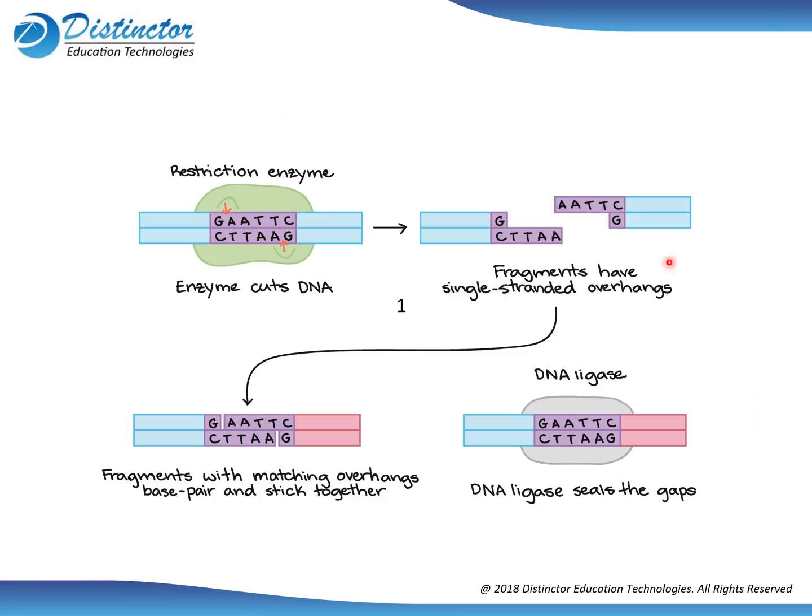So this is the process. The restriction enzyme is going to cut the DNA strand. The fragments have single stranded overhangs. So these can be easily joined, and with the help of DNA ligase, we can seal the gap.